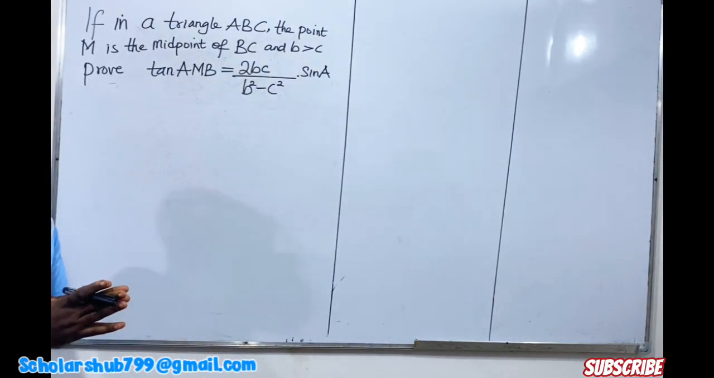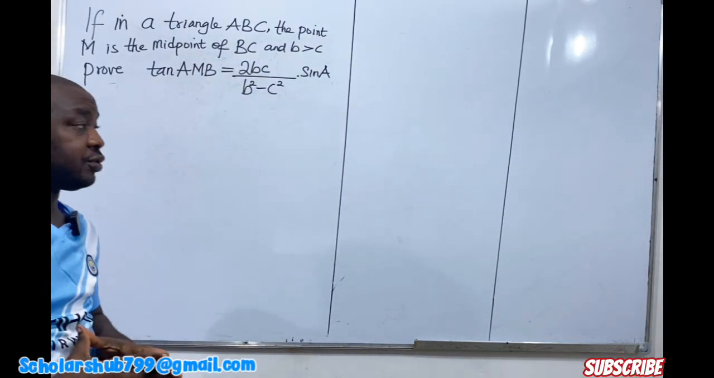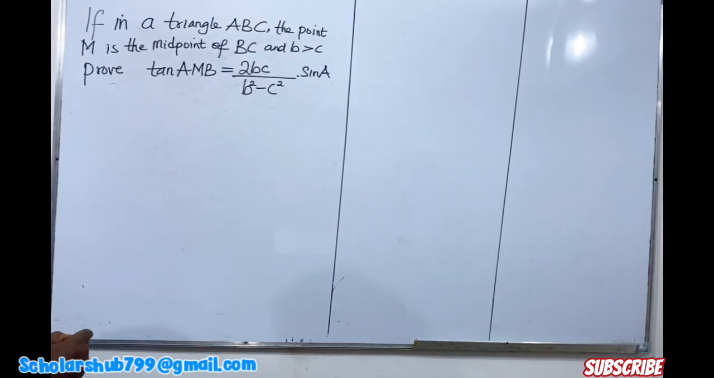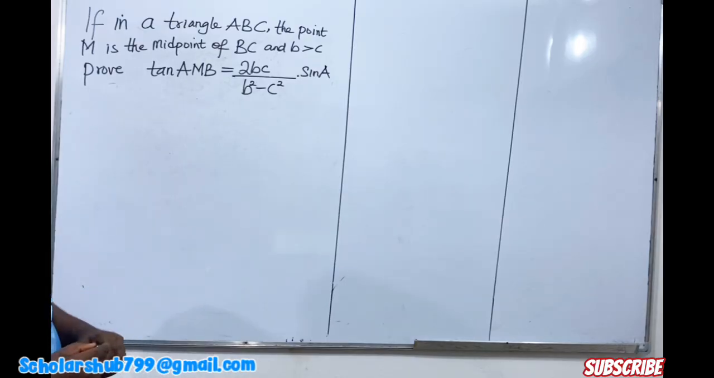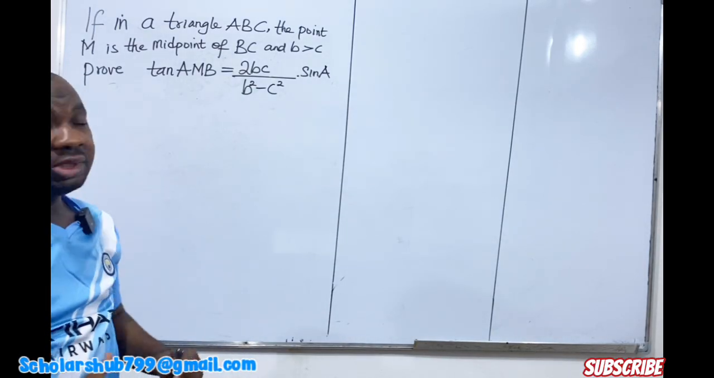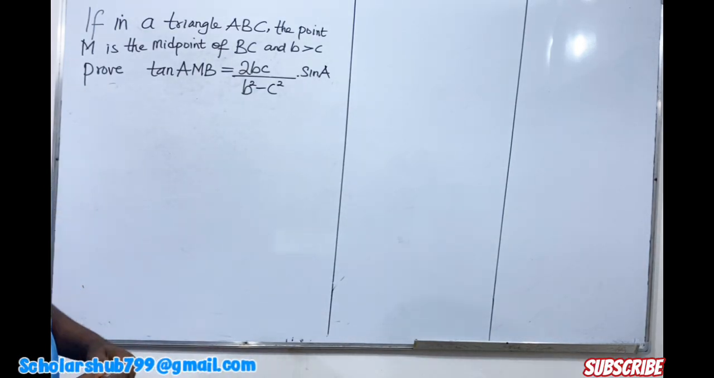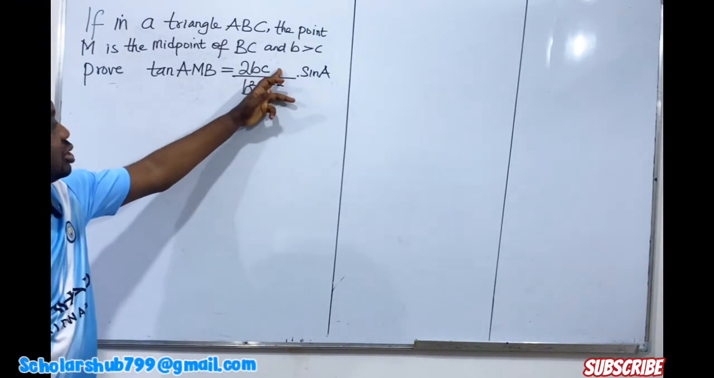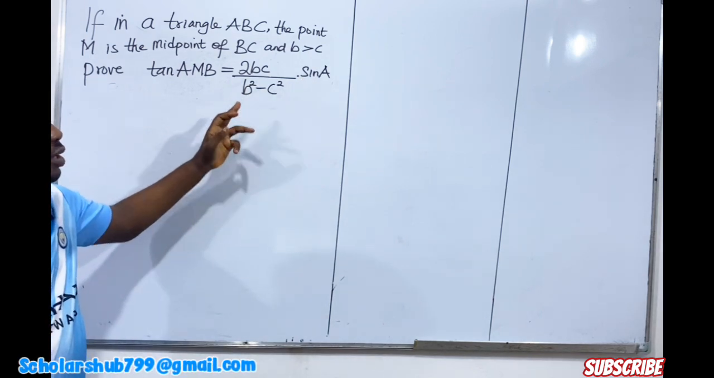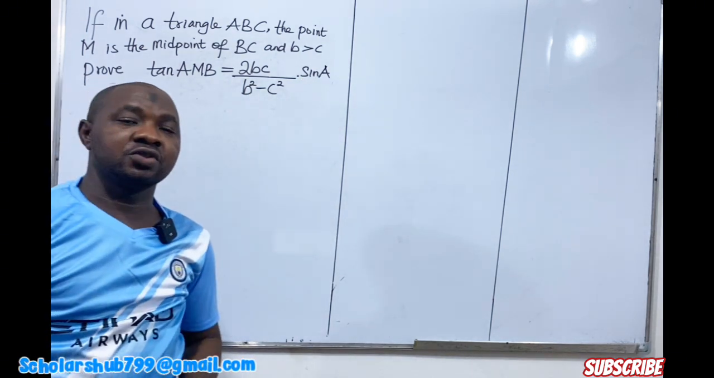Here is another question on advanced trigonometry, and I read: in a triangle ABC, the point M is the midpoint of BC and side b is greater than c. We want to prove tan AMB equals 2bc sine A divided by b² minus c².